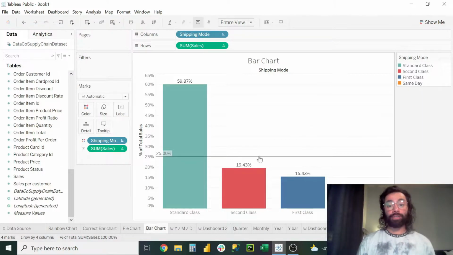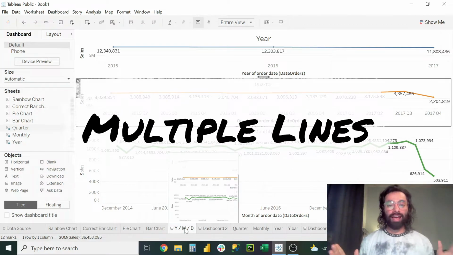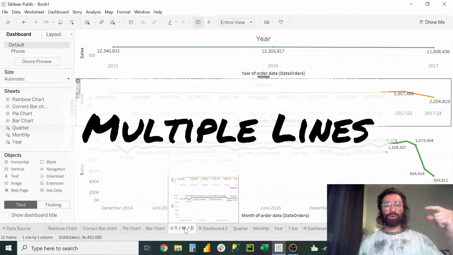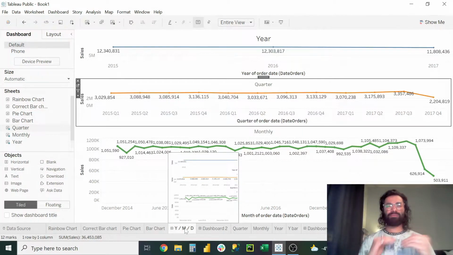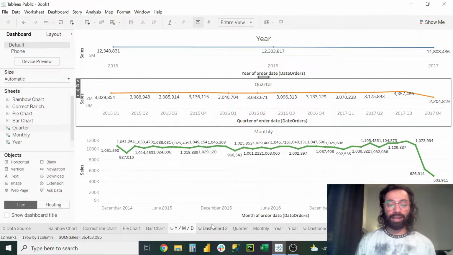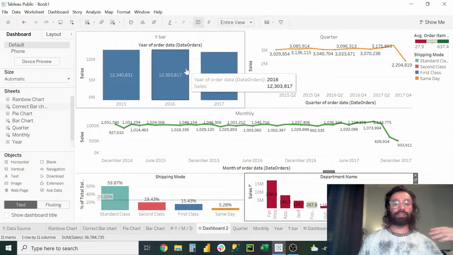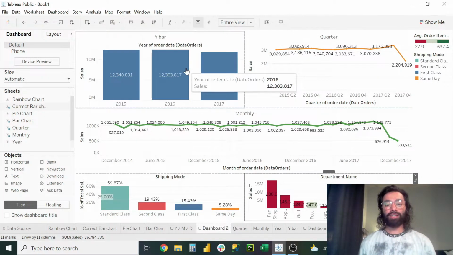The third type of chart you would like to avoid is the multiple line chart. You would never want to have something in a dashboard or in a presentation where you have multiple colorful lines of different categories, by year, quarter or month. Instead of this, I would highly suggest you use something like this, a dashboard which has a combination of bar chart and line chart.